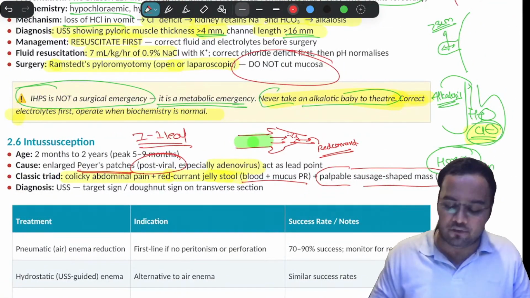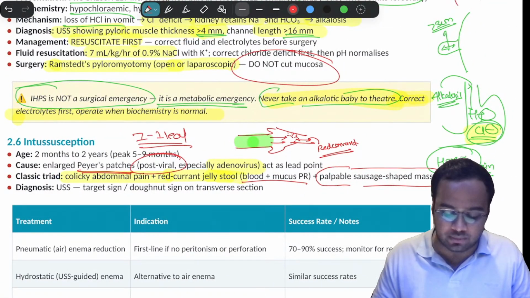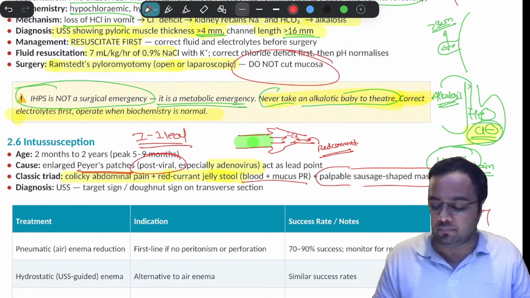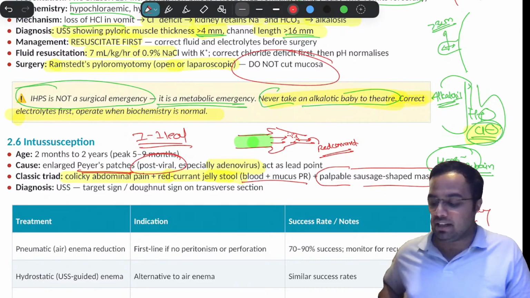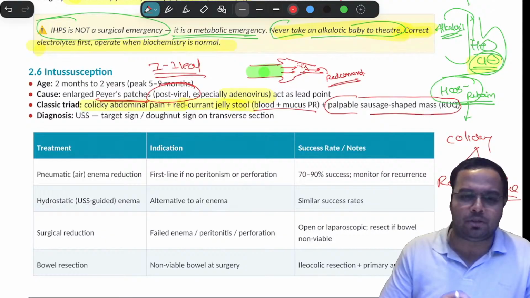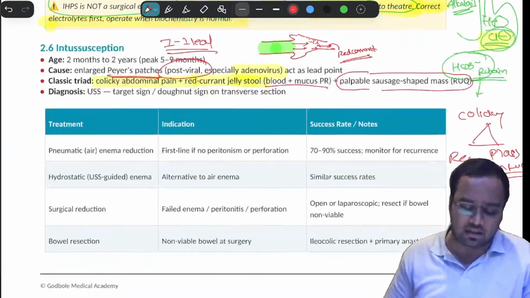So the triad of intussusception is colic abdominal pain, red currant jelly stool, plus mass in the right upper quadrant. So this is nothing but intussusception. And how are you going to manage? It is because of inflammation of Peyer's patches, so conservative management should ideally be given.